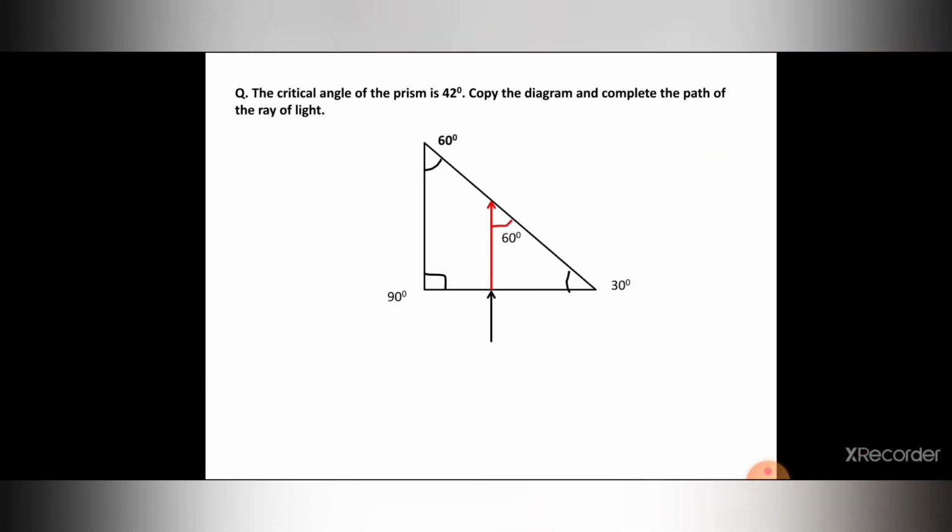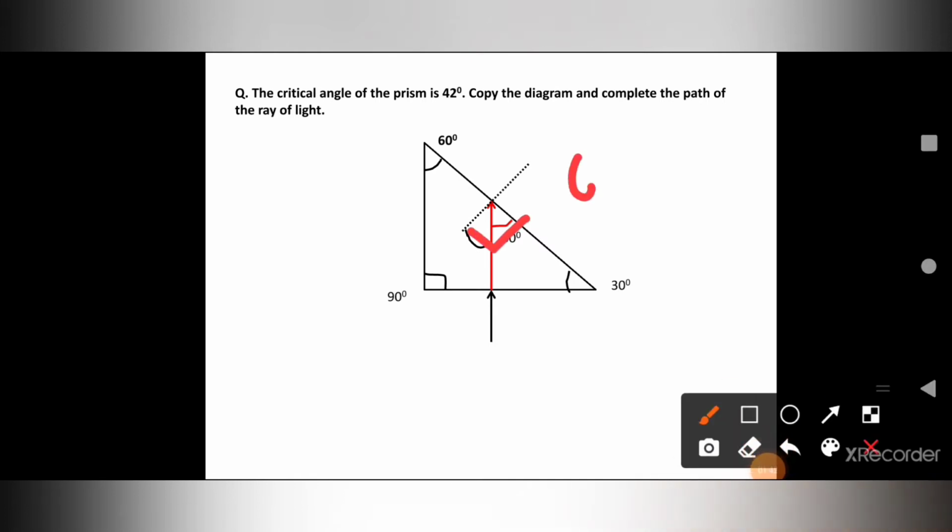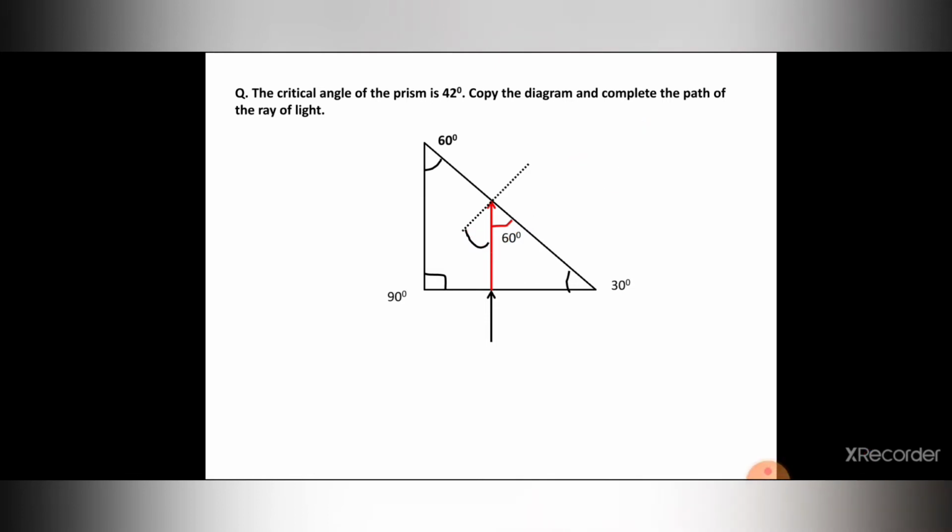Now after getting this angle, we draw a normal on the surface and try to find the angle of incidence. Angle of incidence is not 60 degree out here. Remember, we always find the angle of incidence with respect to the normal. Since it is normal, the total angle is 90 degree. 60 is already gone, so the remaining angle is 30 degree. So the angle of incidence in the denser medium is 30 degree.